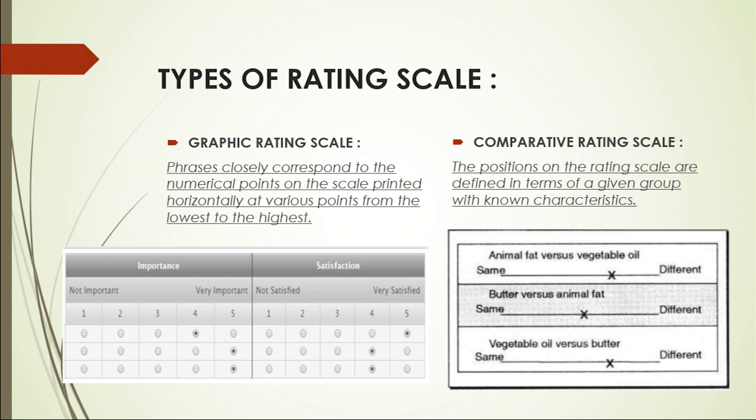The last one is comparative rating scale. In this rating scale, the positions on the rating scale are defined in terms of a given group with known characteristics. As you can see in the picture, there are known characteristics and the rater has to mark between same and different.